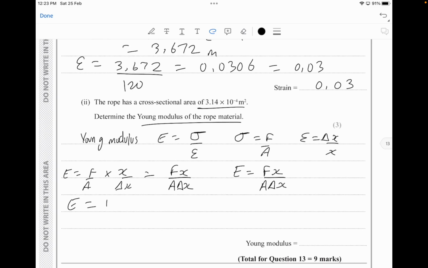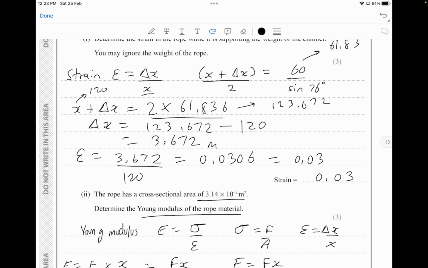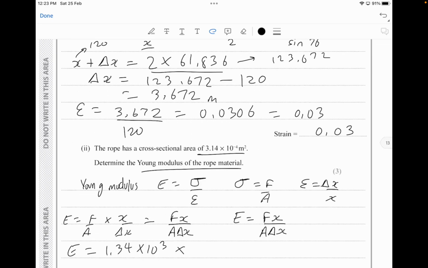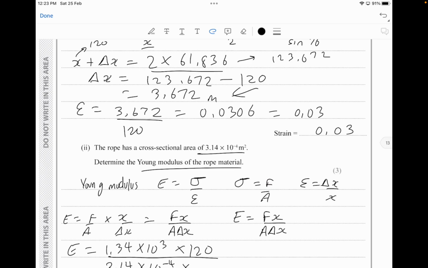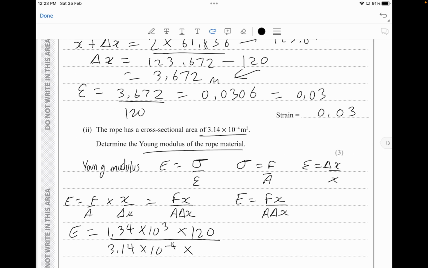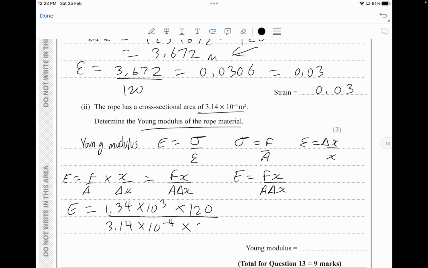So it's going to be 1.34 times 10 raised to the power 3 times x. We know that x is the original length to be roughly about 120, so we're going to multiply that by 120. We know that the cross-sectional area is 3.14 times 10 raised to the power negative 4 times delta x, which is the extension. In this case, we have just found it out that it's 3.62. So it's going to be 3.63, sorry, not 3.62, it's going to be 3.672.